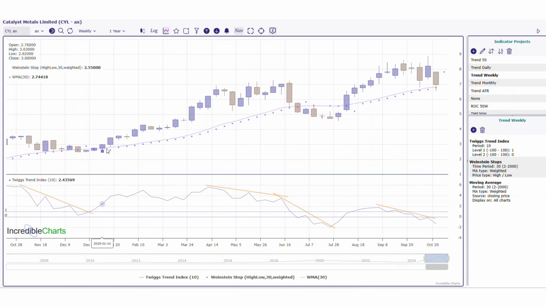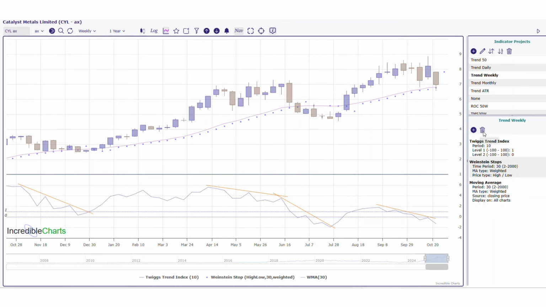But we found this normally occurred a bit late, and you'd be in the whipsaw trade before the moving average really flattened. That's why we introduced the Twiggs Trend Index as a filter, and basically working on a 10-week trend index. When the trend index is trending lower, you wouldn't enter a new trade. And only when the trend line is broken would you actually look at re-entry.